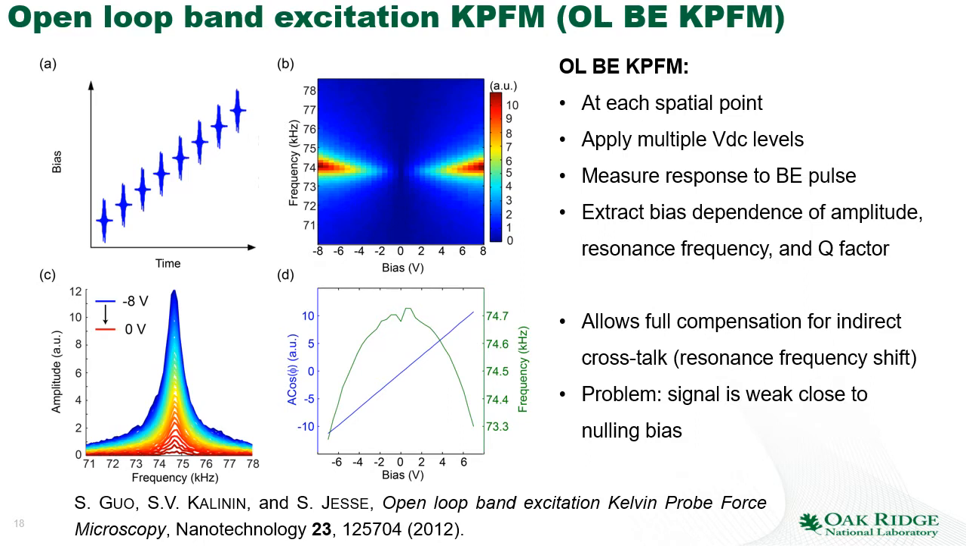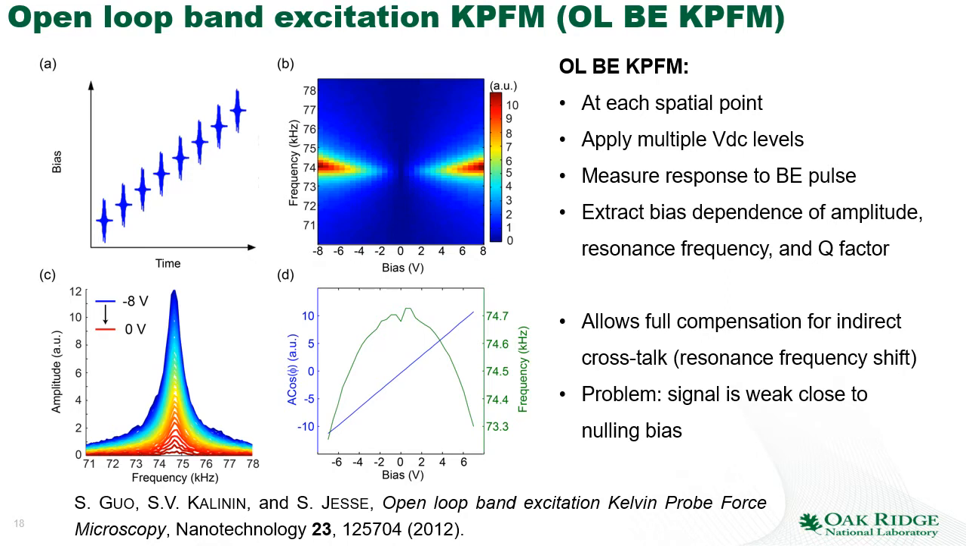So in this case, for each point, we measure a signal like this. The horizontal axis here is the bias, the vertical axis here is the frequency, and the picture that you see is the response of the cantilever to the modulation as a function of bias and frequency. What you can see here is the peak. This is the cantilever resonance. And the interesting thing is that if you look at this data very carefully, you can see that the position of the peak actually shifts with the bias.